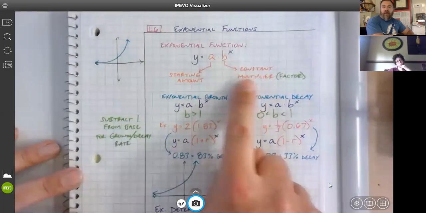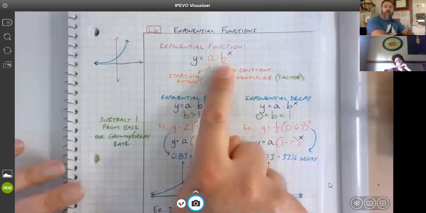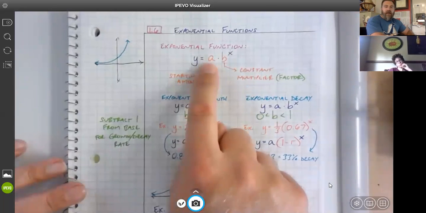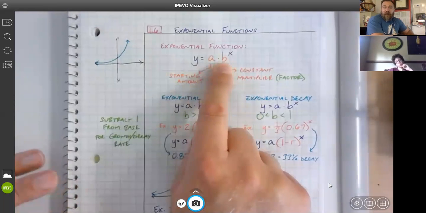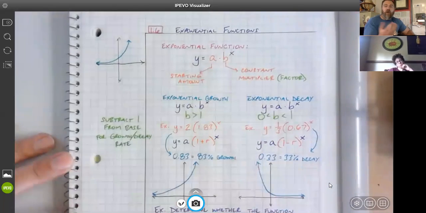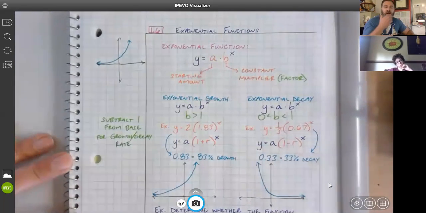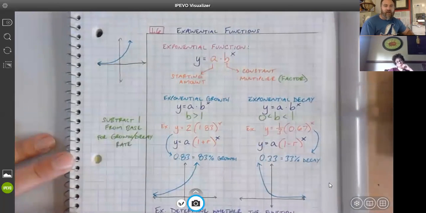And this again will be the most important feature of the exponential function. So I have A, some starting amount. B is what I'm multiplying it by to figure out how it's growing or decaying. Y and X just represent the coordinate pairs on the visual graph of whatever this looks like.